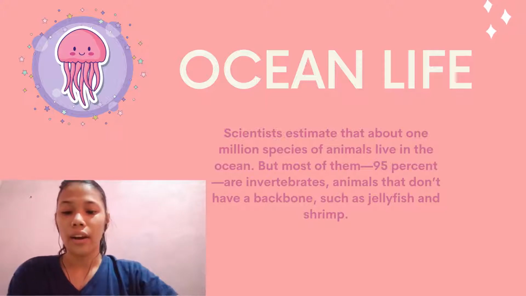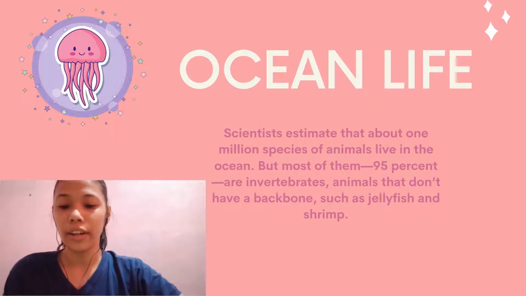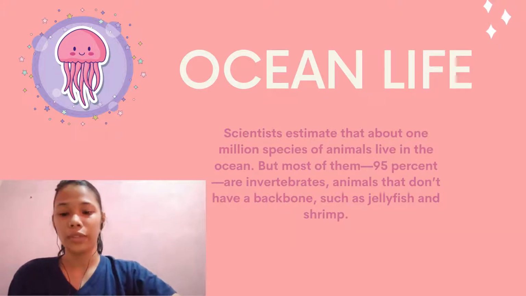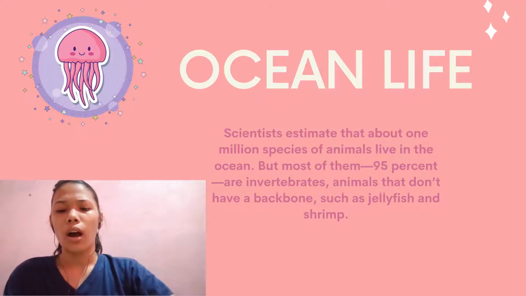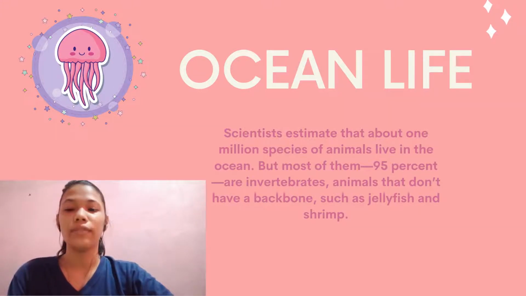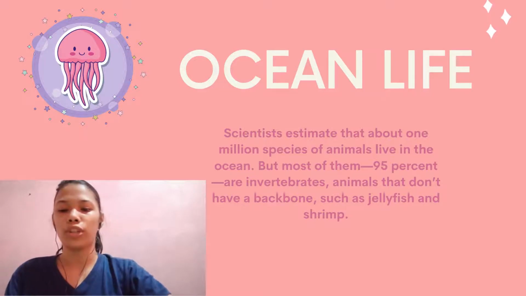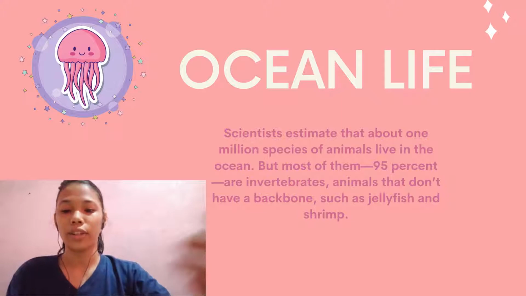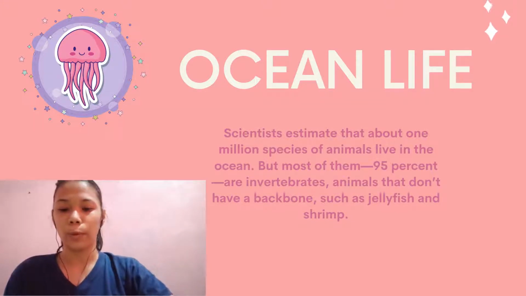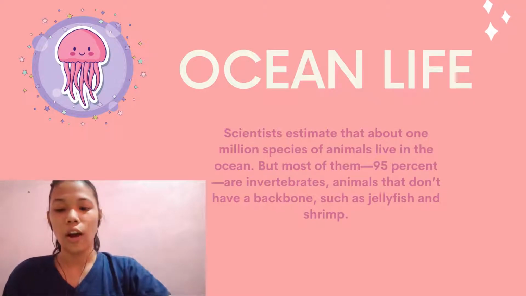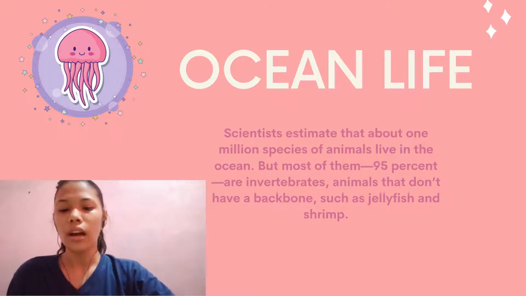The ocean life. As I mentioned earlier, the ocean is really huge. For the ocean life, scientists estimated about 1 million species of animals live in our ocean, but most of them, which are 95%, are invertebrates, animals that don't have backbones, such as jellyfish and shrimp. The most common vertebrate animal on Earth is the bristlemouth, a tiny ocean fish that glows in the dark and has needle-like fangs. Some of the smallest animals on Earth can also be found in the ocean.